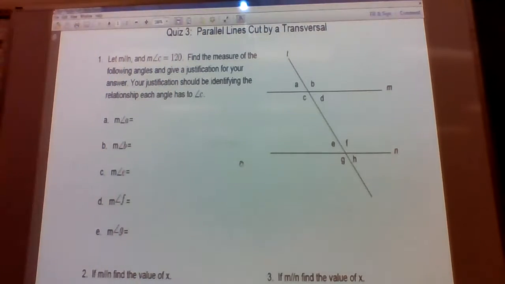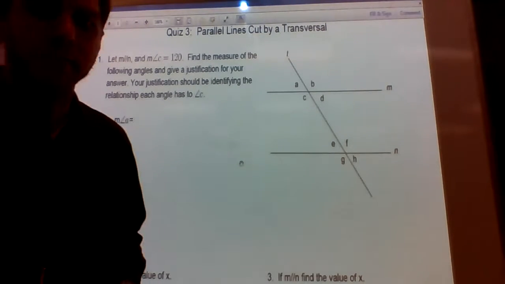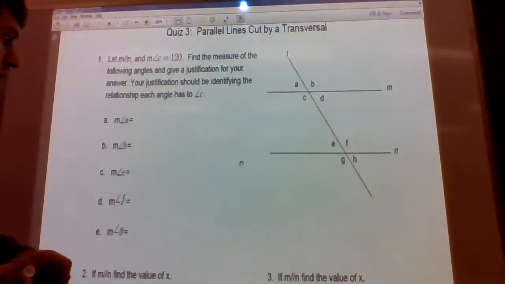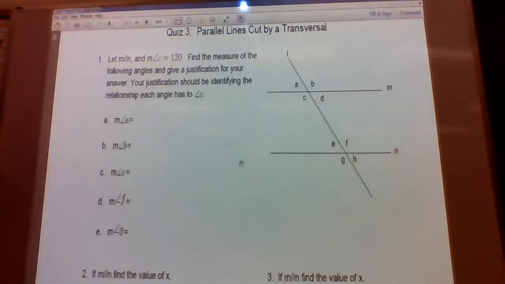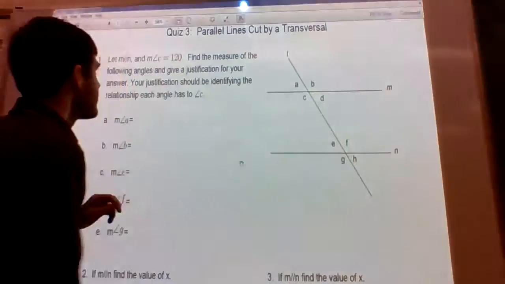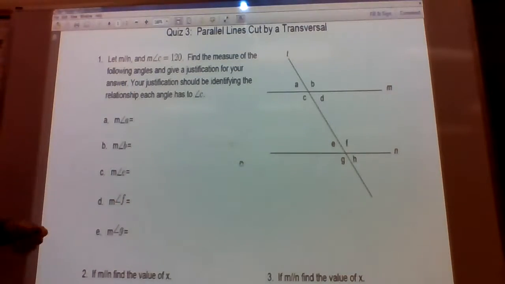Okay, this was quiz 3 from a while back. This was during unit 2. So here we have, again, quiz 3 is parallel lines cut by a transversal. So we're all stuff about alternate interior angles, same side interior angles, and all that other stuff. Okay, so question 1 says let M be parallel to N. So M and N are going to be parallel lines. And the measure of angle C is 120 degrees.